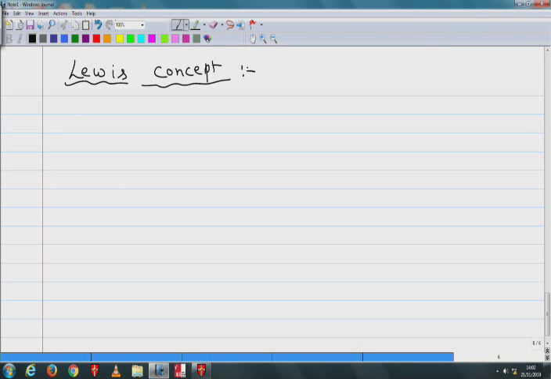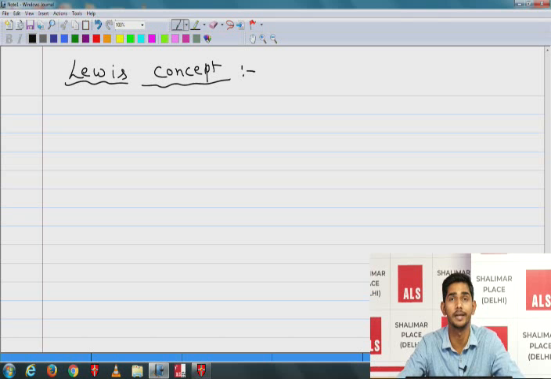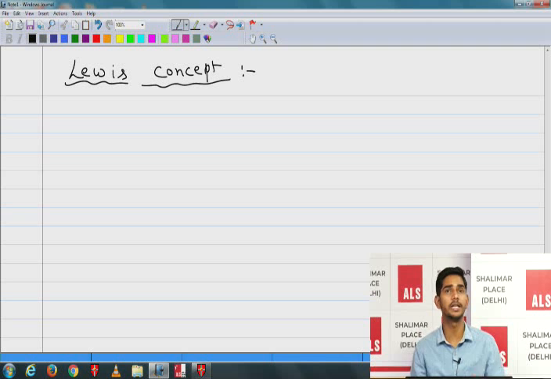Lewis concept was totally dependent on the electron pairs. It measures the acidic and basic properties on the basis of substance which can accept or donate the lone pair of electrons. Till now we were dealing with the H plus ions. Now H plus won't be further part of this section. Now H plus will be replaced by what?